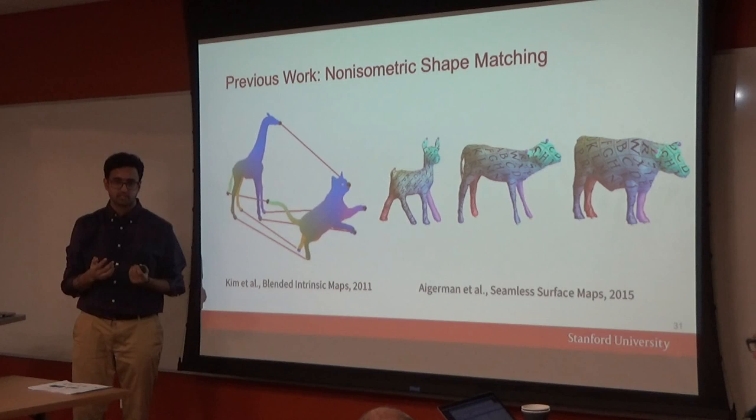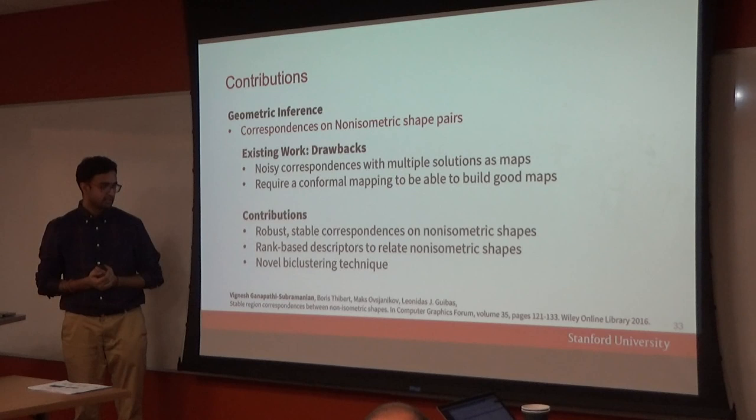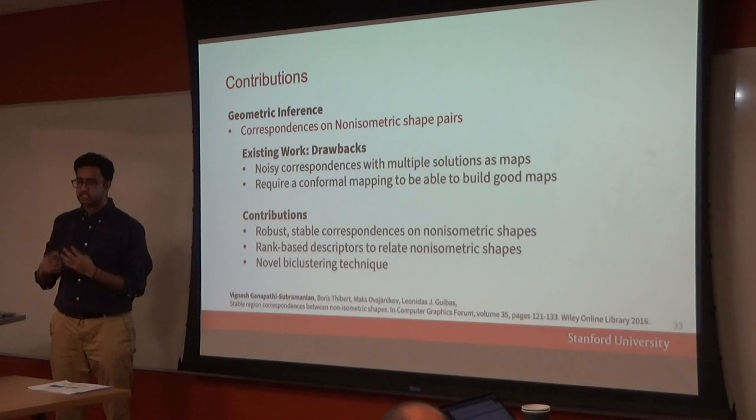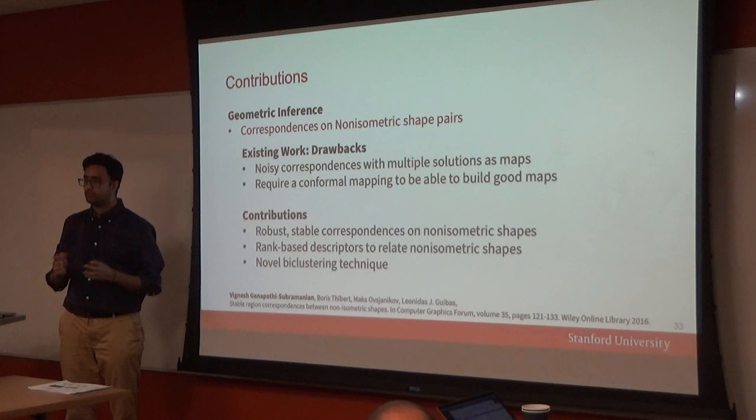So we would like to propose a technique by means of which we obtain robust, stable correspondences on these non-isometric shapes. To this end, we use a rank-based descriptor as opposed to value-based descriptors as typically used to obtain isometric correspondences. And for this, we propose a novel biclustering technique to obtain the regions in correspondence across the two different shapes. This technique is something that can be used even beyond the scope of just shape matching.